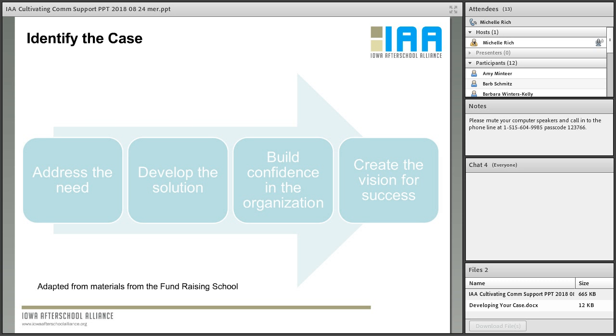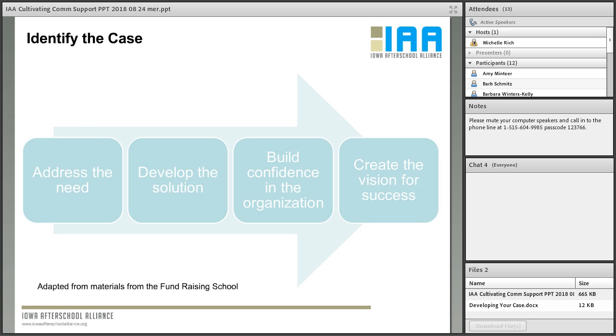So in this graphic, you'll see there are a few different steps when you're trying to figure out what your case statement will be or what your goals are. The first thing is to address the need. For this component, you need to ask yourself, what is the problem in the community that you're trying to solve? And make that really clear so your community partners know what you're trying to do. Next, develop the solution. How will that need be solved in your community? That will be specific to what your need is and what your community looks like, of course. And then third, you need to build confidence in the organization. So ask yourself, how will our organization or program solve this need in a way that no one else in the community can? This gives you credibility and also helps your community partners have confidence in you.